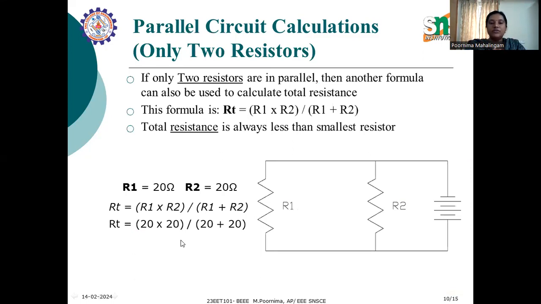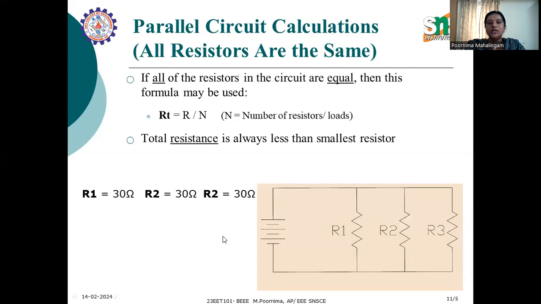Here the formula differs for different circuits, different connections of the circuit, whether it is series or parallel or only two resistances. The formula differs according to the connections of the circuit. And here the R total is 10.